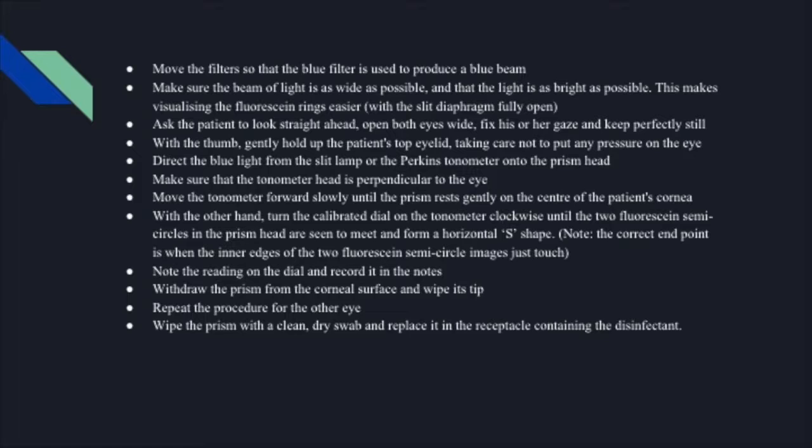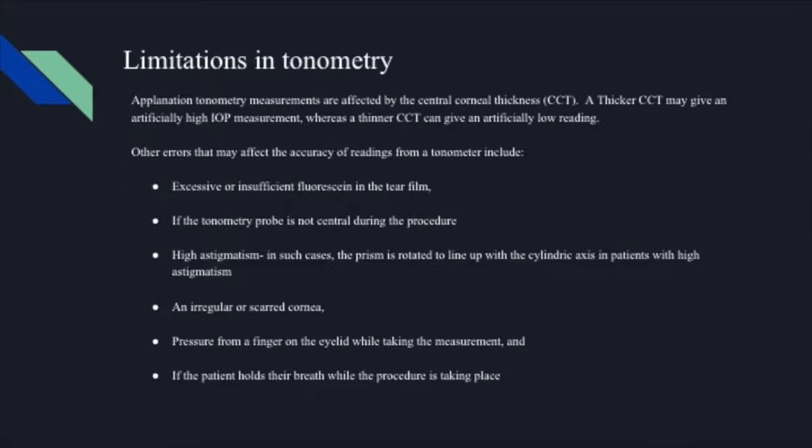So with your thumb, gently hold up the patient's top eyelid, taking care not to put any pressure on the eye, and make sure the tonometer head is perpendicular to the eye. Move the tonometer forward slowly until the prism rests gently on the surface of the center of the patient's cornea. With the other hand, turn the calibrated dial on the tonometer clockwise until the fluorescein semicircles in the prism head are seen to meet and form a horizontal S shape. Note the reading on the dial and record it in the notes. Withdraw the prism from the corneal surface and wipe its tip.